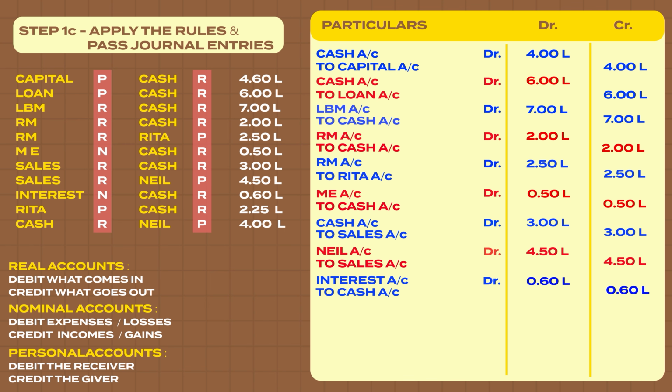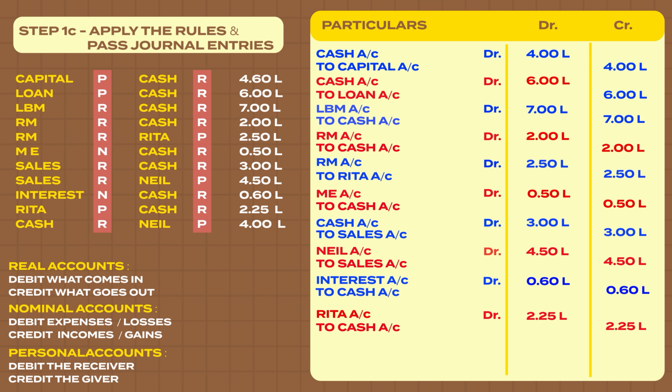And then you paid Rita. Two account heads, Rita and cash. Rita personal, cash real. Rule for personal account, debit the receiver, credit the giver. You paid Rita, now Rita is the receiver. So Rita account debit, 2.25, and you paid cash, cash went out, credit what goes out.